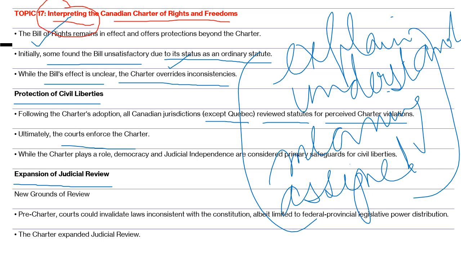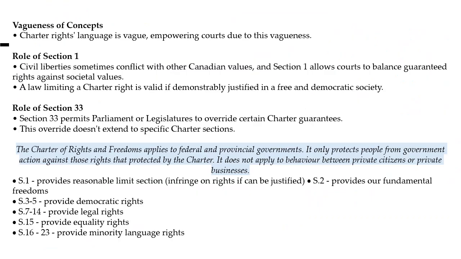Then expansion of judicial review. Before the Charter, courts could invalidate laws that were inconsistent with the constitution, with the issue related to federal-provincial legislative power distribution. But when the Charter came, it expanded the judicial review process. We discussed this whole topic, how big and how wide judicial review is and how helpful it is for the people of Canada. Then the Charter's rights language is vague, empowering courts due to its vagueness. So what kind of judicial review has been expanded?